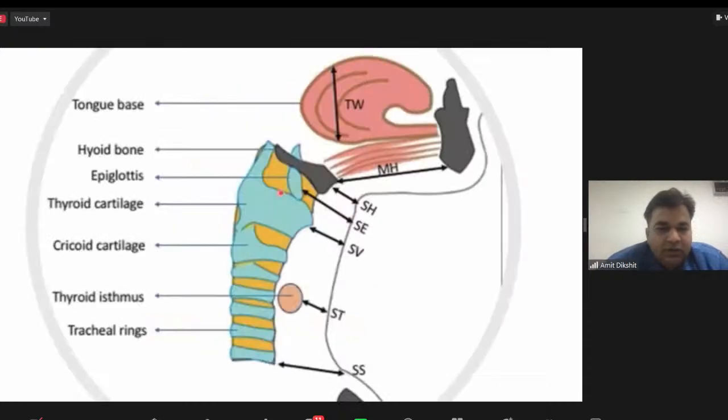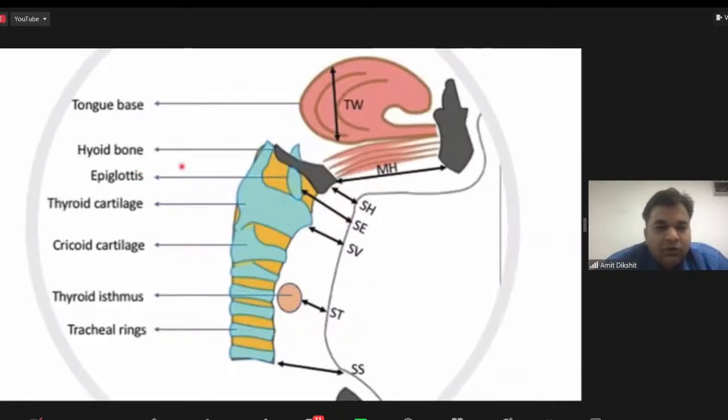So again, the hyoid bone on the top, the tongue, the hyoid bone, then we have the epiglottis. Then at the level of the thyroid cartilage, we have the vocal cords. Then the cricoid cartilage, and in between, the cricothyroid membrane. And below are the tracheal rings, the thyroid, the isthmus, and other things.